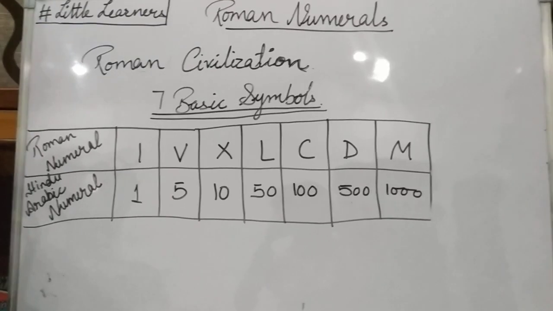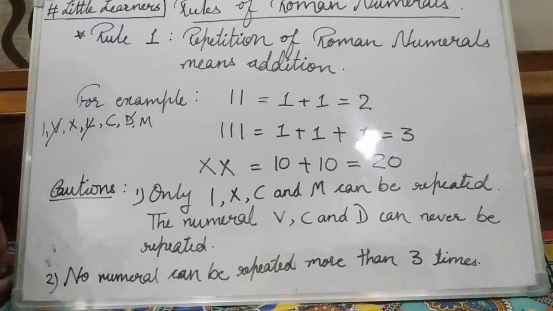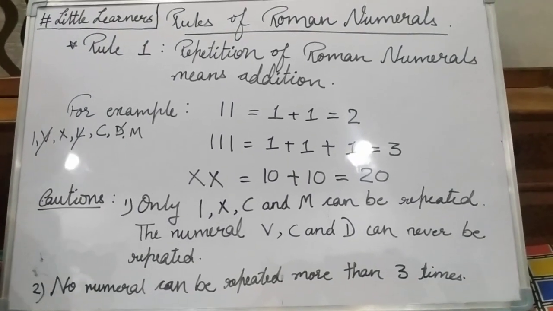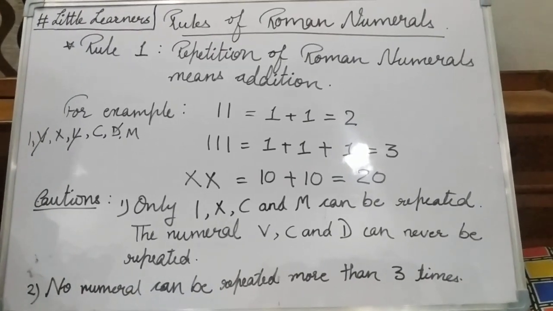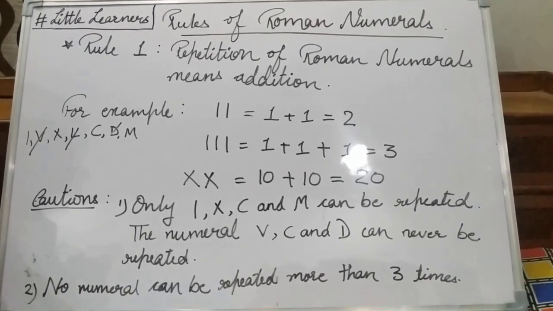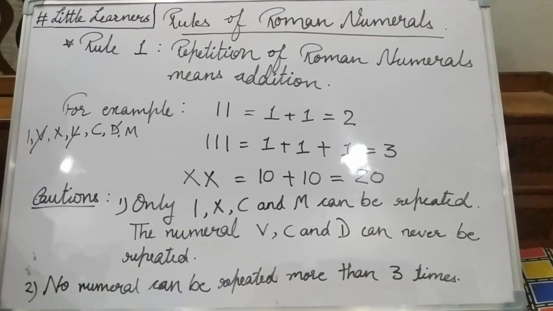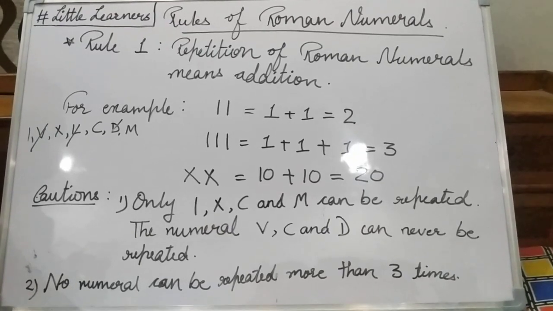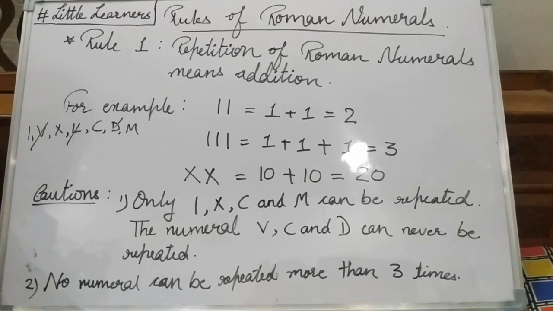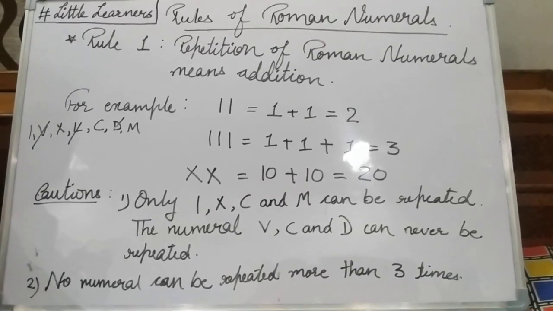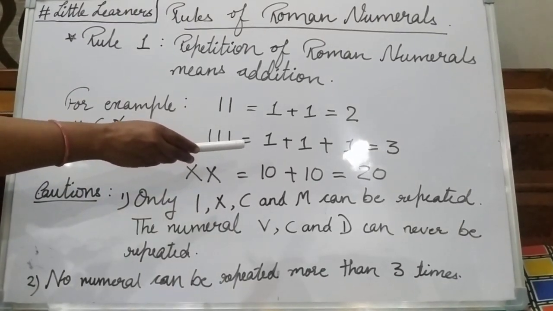Now I want to tell you the rules of Roman numbers. Children, now I am telling you rules of Roman numerals. The first rule of Roman numbers is that repetition of a Roman numeral means addition. For example, if we write II, that means 1 plus 1, that is 2. If we write III, that is 1 plus 1 plus 1, and that is 3.